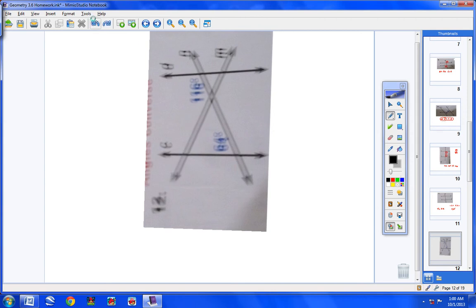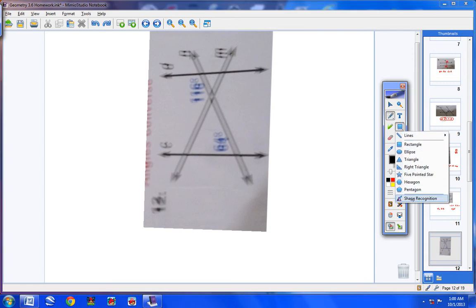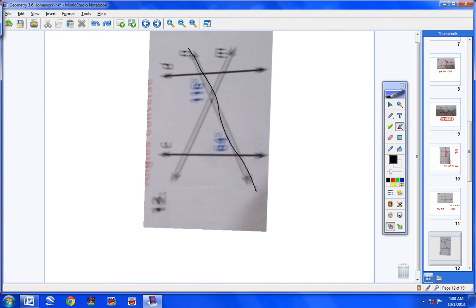So here's what I'm going to do. I'm going to take this and this, and I'm going to draw a line like that, good, and a line like that, good, and a line like that, good. And I'm going to grab this picture, and I'm going to go ahead and take my ink here, and I'm going to put 116 degrees here, and I'm going to put 64 degrees here.